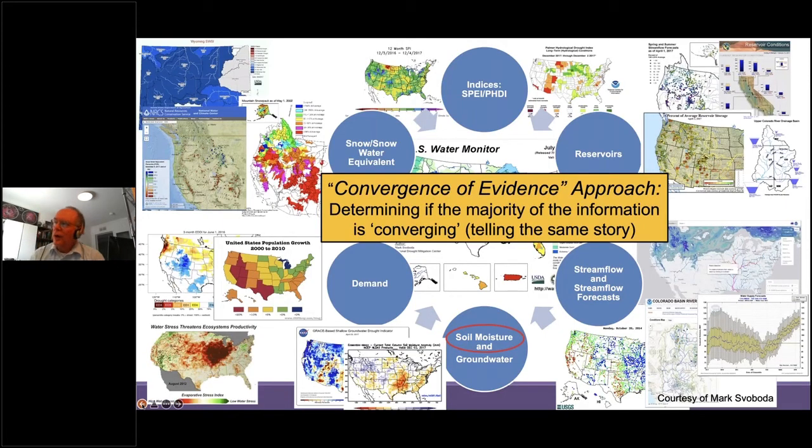And we do all of this using what's called a convergence of evidence approach. And that is determining if the majority of the information is converging and telling the same story. Are all of these indicators saying the same thing? If not, are most of them saying the same thing? And what are they saying? How do we determine that DX? It's based upon this convergence of evidence approach. And that's a little bit of a subjective interpretation, which we try to standardize amongst the authors.